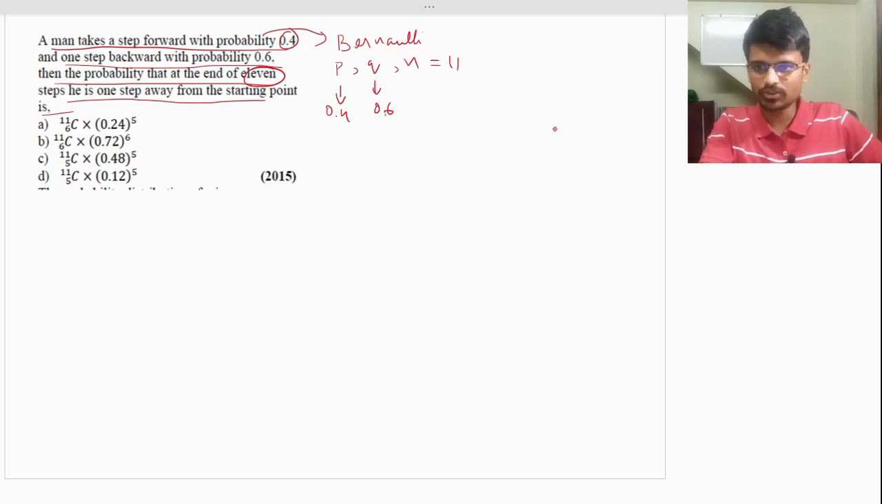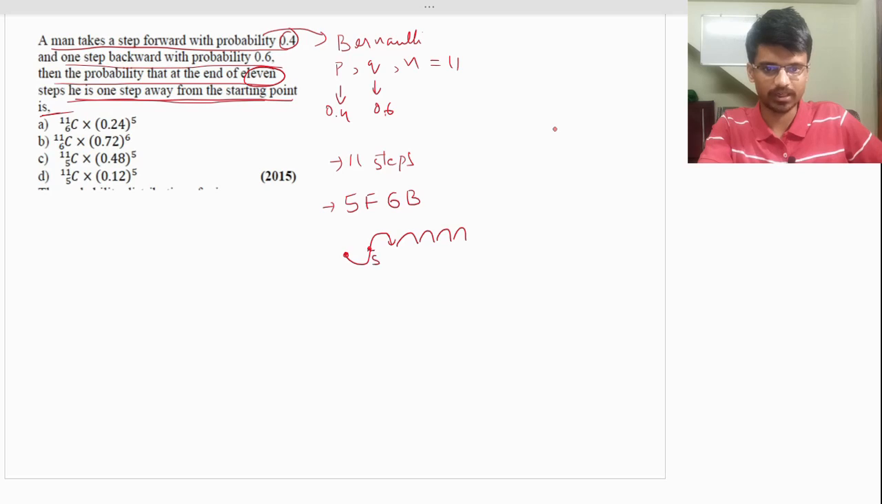Another piece of information is that he is one step away from the starting point. He's taking 11 steps, right? And he is one step away. So when can that happen? If he takes 5 steps forward and 6 steps backward. Total is 11, right? If he is starting from this point and takes 5 steps forward and 6 steps backward, he will land here, one step away from the starting point.